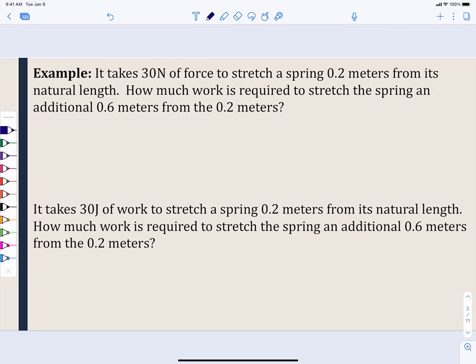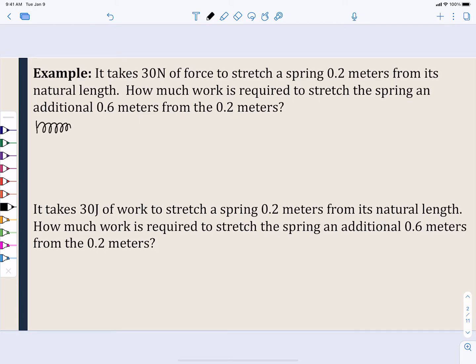Again, I will pause here for a second. All right, so we are looking at a spring, and it takes 30 newtons of force to stretch a spring 0.2 meters from its natural length. How much work is required to stretch the spring an additional 0.6 meters from that 0.2 meters? So they give us information about the spring at rest here.